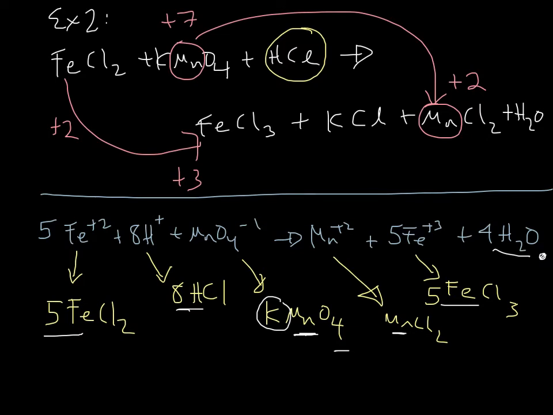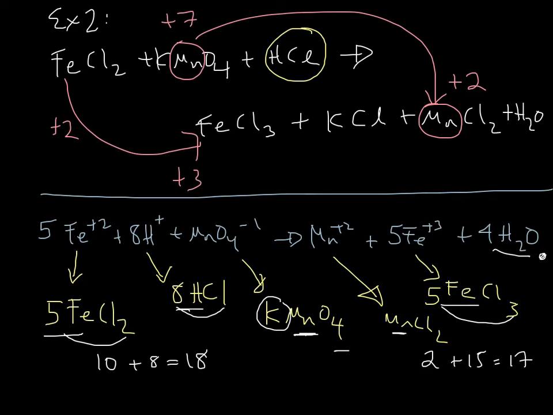So let's take a look at the Cl's. So 5 times 2 gives me 10 chlorine, and then 8 times Cl gives me another 8, so 10 plus 8 is 18. So far I have 18 chlorine atoms on the reactant side. On the product side, I have 2 from the MnCl2, and then I have 5 times 3 gives me 15, so that gives me 17. So I have a missing Cl and I have a missing K.